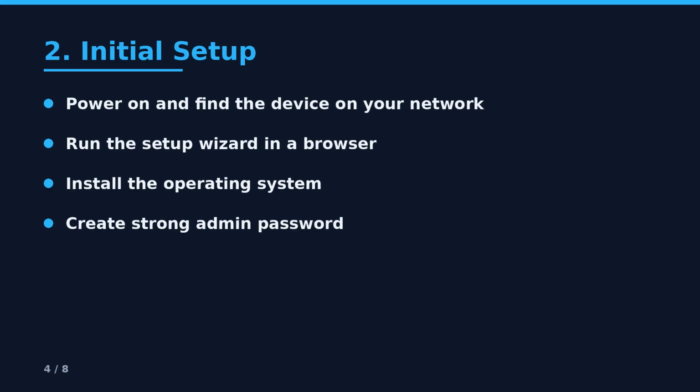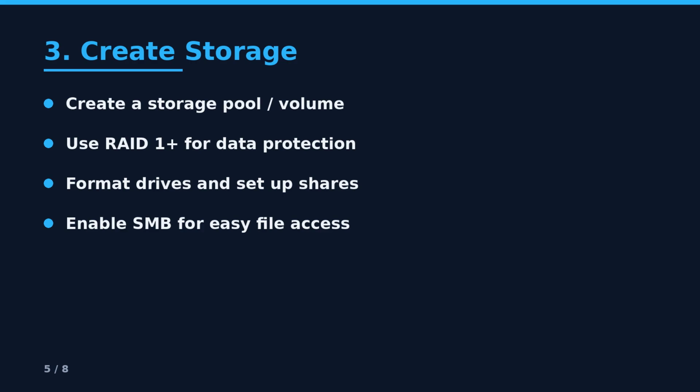Power it on, access the setup page from a computer on the same network. Follow the wizard to install the operating system, create an admin account, and set a strong password. Next, create a storage pool. Use RAID 1 or higher for data protection if you have multiple drives.